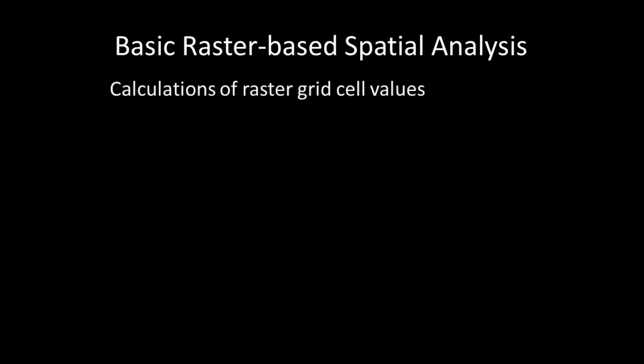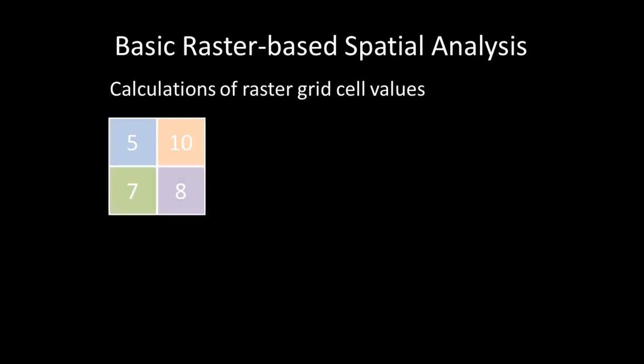Raster spatial analysis works on doing calculations of raster grid cell values. One way to begin understanding raster-based spatial analysis is map algebra. Map algebra is the idea of doing various mathematical operations on raster cells to create a new output raster. For example, let's say you have 2 raster data files.